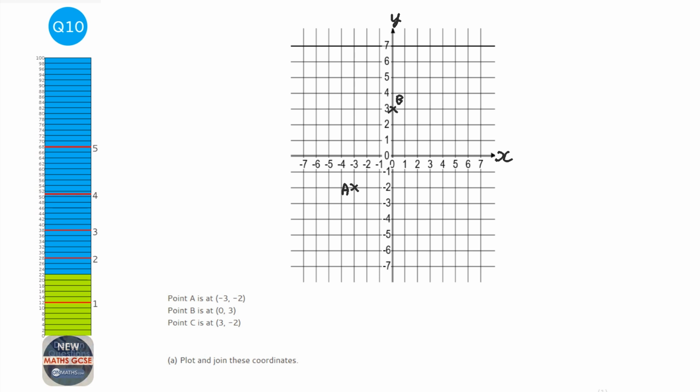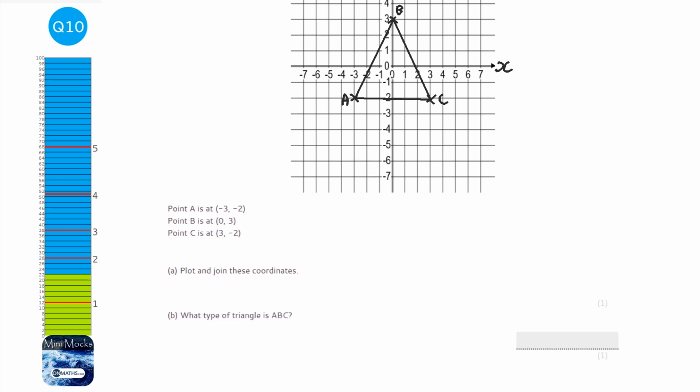And point C is at 3, -2. So along 3, down 2. Which could be that one there. So that's point C. And it says plot and join these coordinates. So I'm just going to get my ruler and join them. Well, we've plotted them, so we're just going to join them. And there we go, makes a nice little shape there.